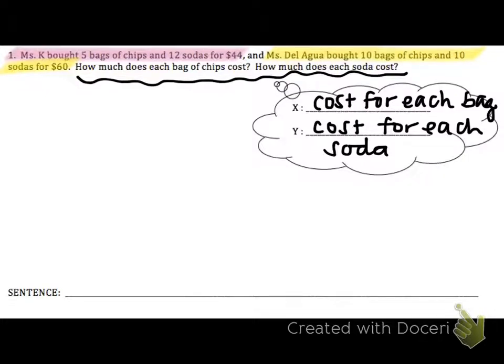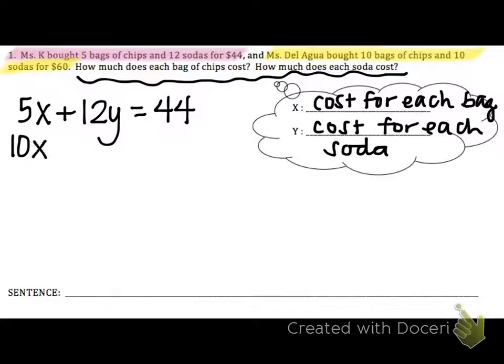Let's take a look at what it says in pink. Miss K bought 5 bags of chips and 12 sodas for $44. What would that look like as an equation? 5 bags of chips would be 5x, that's the money I spent on chips, plus 12 sodas would be 12y, that's the money spent on sodas, and that's going to equal $44. Ms. Delagua, on the other hand, bought 10 bags of chips and 10 sodas for $60.